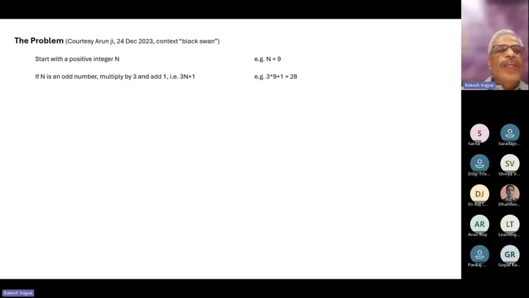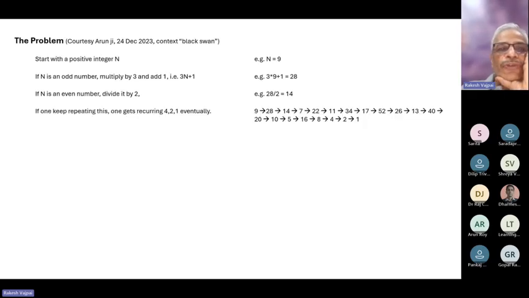So the basic idea is, you start with a positive integer. Let's say I'm taking the same example which Arunji had taken, 9. If it is an odd number, then we multiply it by 3 and add 1. So 3 into 9, plus 1, becomes 28. And you get an even number. And because it's an even number, we divide it by 2. So 28 by 2 is equal to 14. So whatever number you get, if it is an odd number, you multiply it by 3 and add 1. If it is an even number, then you divide it by 2.